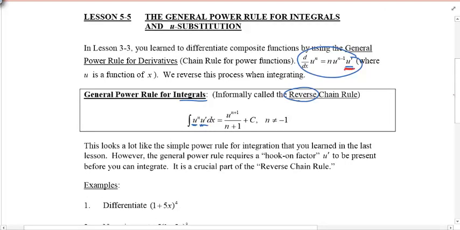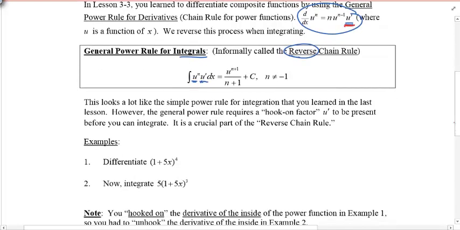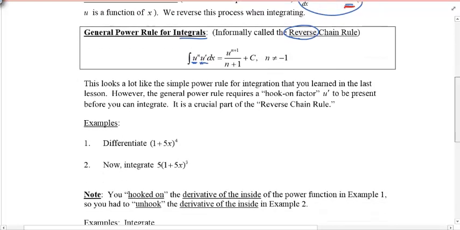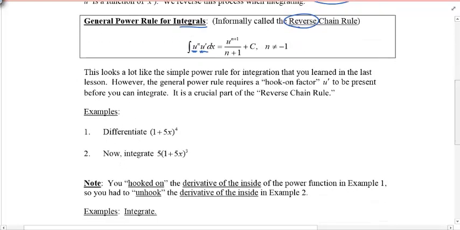So hopefully I can give you this example here and I'll show you what this reverse chain rule is all about. So if I were asking you to differentiate this, I hope you remember it's just bringing down the 4, 1 plus 5x raised to the power 3. And because of chain rule, we have an extra factor of 5, the derivative from the inside. Right? Hook on factor.